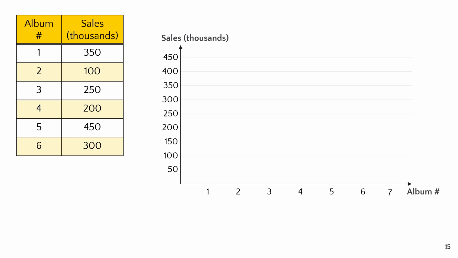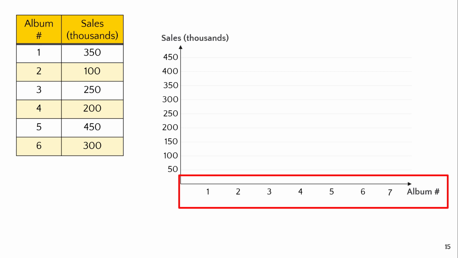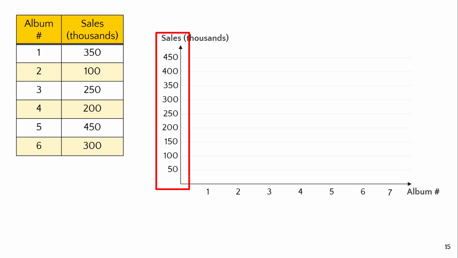Let's put our data into the graph of album sales. Now, the x-axis is album number, which is not really a variable, it is just a describer of which album we are graphing. And the y-axis is the vertical axis where we'll graph the number of albums sold. Let's go ahead and see what this looks like.